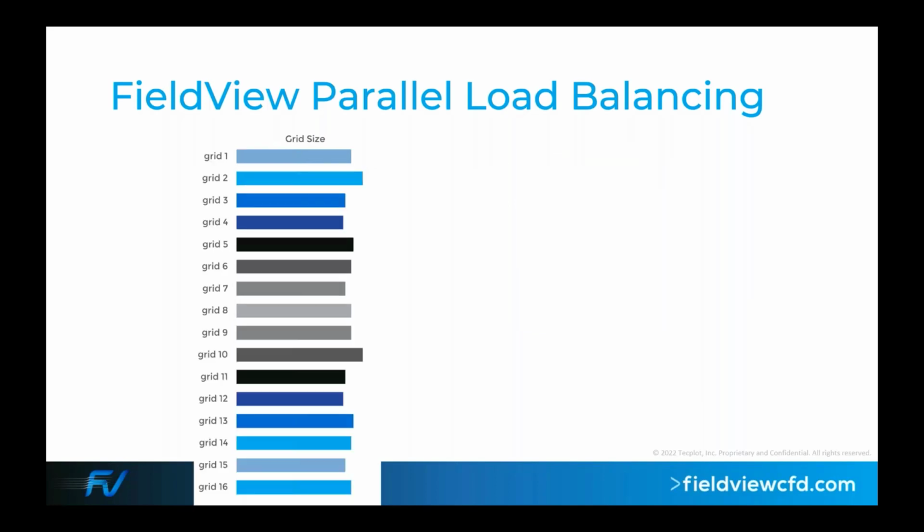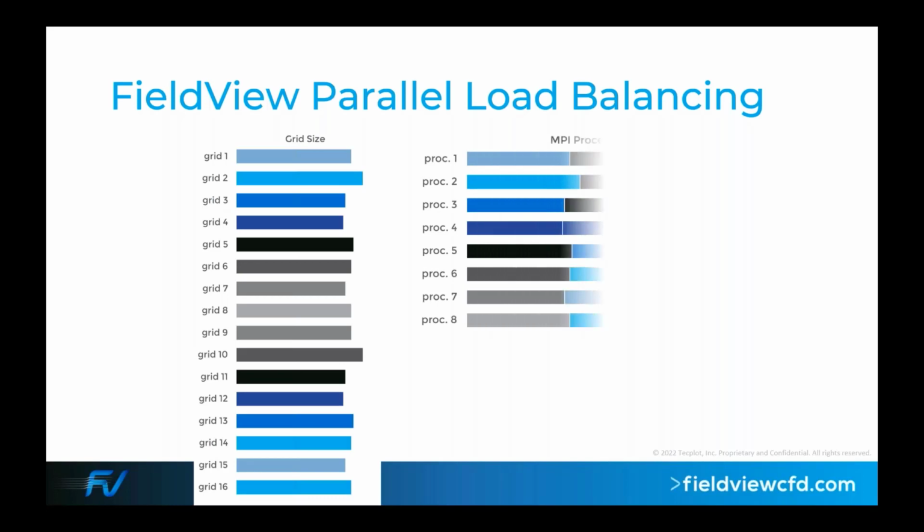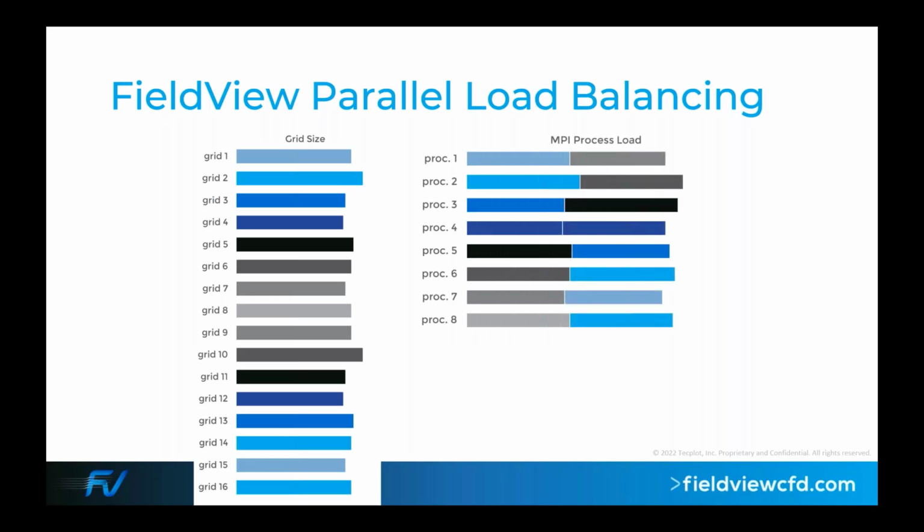Let's move on to a slightly more complicated case. Let's say that now we have 16 grids instead of 8. Again, pretty well balanced. So FieldView is going to do load balancing by having 2 grids on each one of its MPI processes. And again, everything is well. The longest process is about the same size as the shortest process. Good load balancing and good parallel performance.